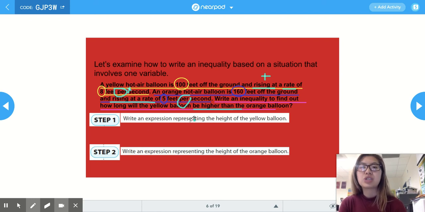We're going to write an expression representing the height of the yellow balloon. That's the balloon that came first. So 100 feet off the ground, that's our initial value, and that's going to be our constant. We have 100. We figured out that rising means that we're going to add something to it, the rate, which is 8 feet per second. So if x represents the number of seconds, I'll write that as well, number of seconds passed.